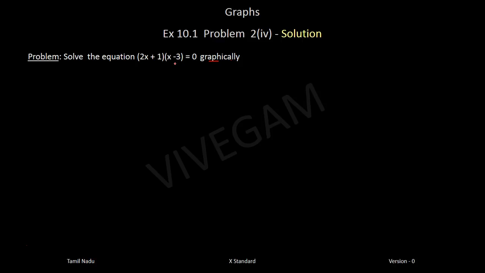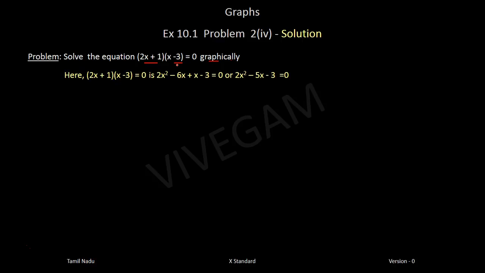But before that, the product of these two is equal to 0, which means either one of them is 0. So x = 3 is one root, and when 2x + 1 = 0, you'll get 2x = -1, or x = -1/2. So therefore, the two roots are -1/2 and 3. Keep that in mind.